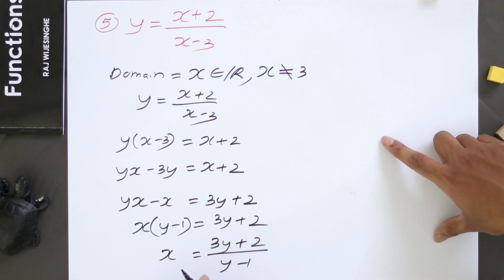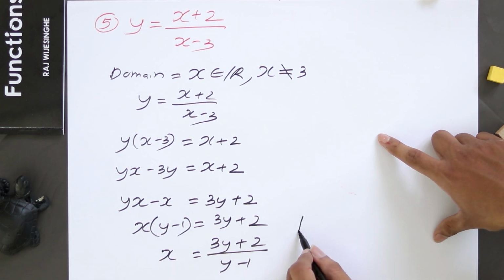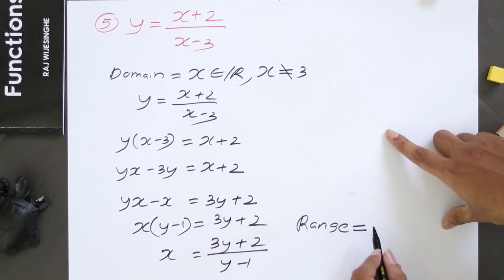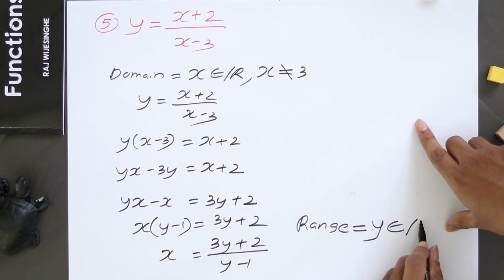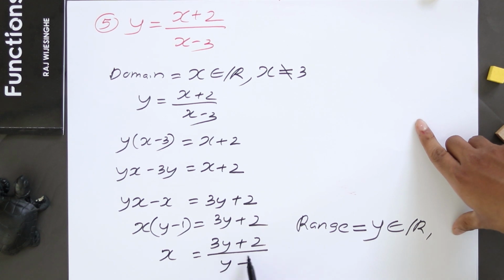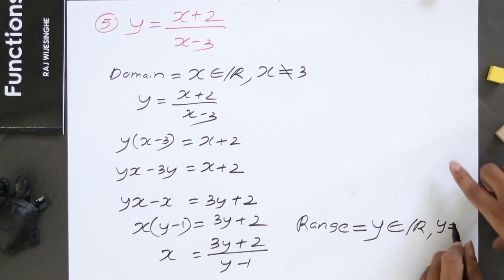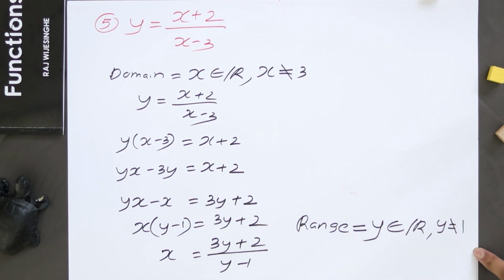Now considering this, you can write range. You can put any value for y, but since denominator cannot be 0, y minus 1 shouldn't be 0. So when y equals 1, y minus 1 will be 0. So y shouldn't be 1. So y is not equal 1. So this is the range.